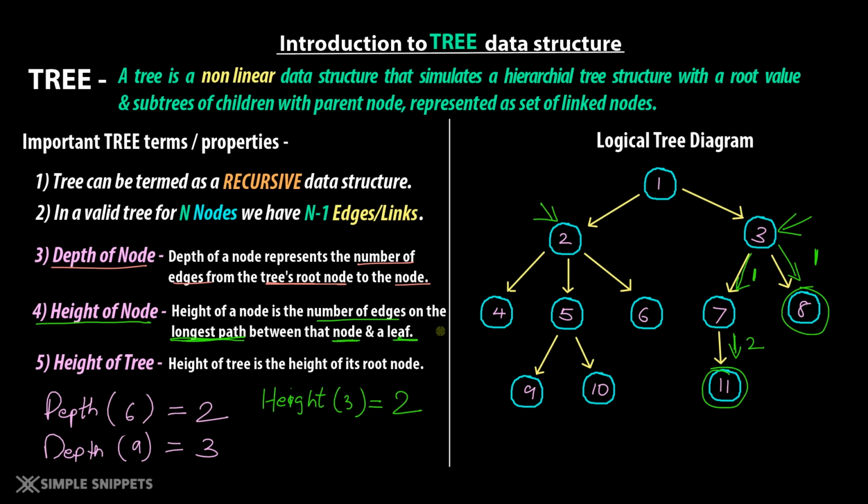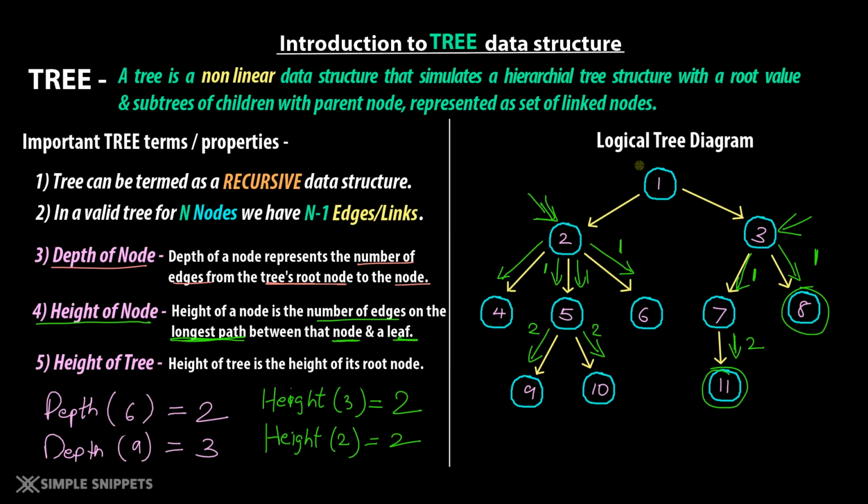Let's calculate the height of node 2, which is this node. So we have the first path going from node 2 to 4, and 4 is also a leaf node. We have one path going from 2 to 5 and 5 to 9. So one edge and second edge. Again, we can also go from 2 to 5 and 5 to 10. Again, one edge and second edge. And both 9 and 10 are leaf nodes. And the last direction which we can go is from 2 to 6. 6 is also a leaf node, so this is 1. So obviously, the longest path comprises two edges. So the height of node 2 is 2.